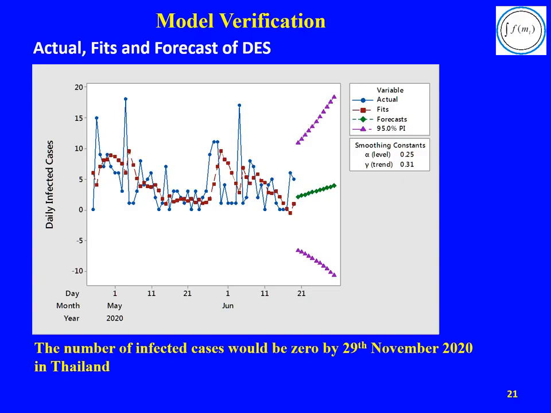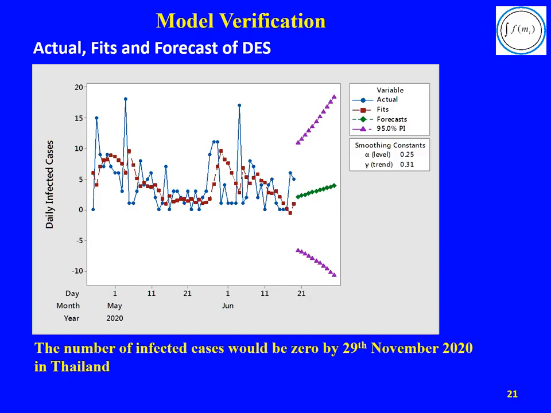You may remember, as I told you, we have to compare the predicted outcomes and the observed outcomes. This is the stage where we compare the predicted outcomes and observed outcomes. This is called the model verification stage. Now in this graph, the patterns of actual, fits and forecast are very clearly explained. They follow quite a similar pattern, and they are close to each other.